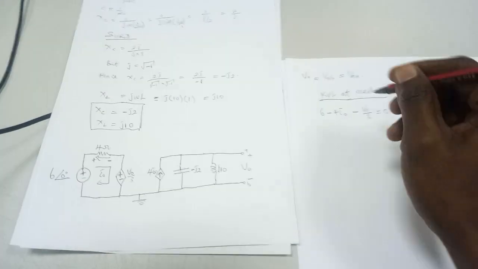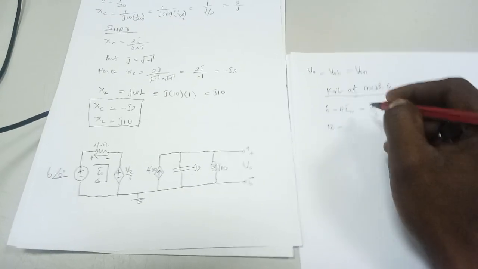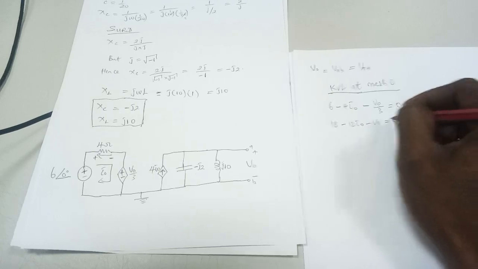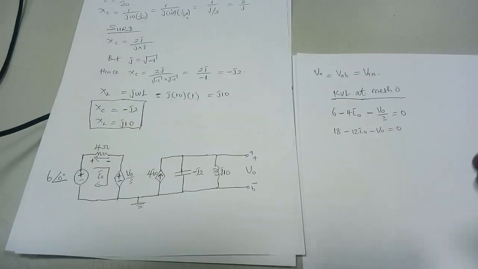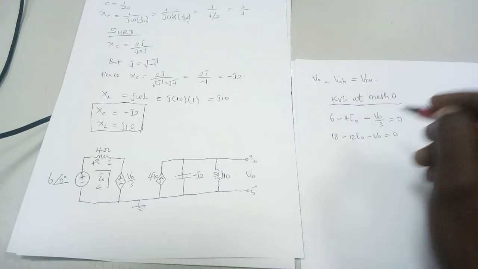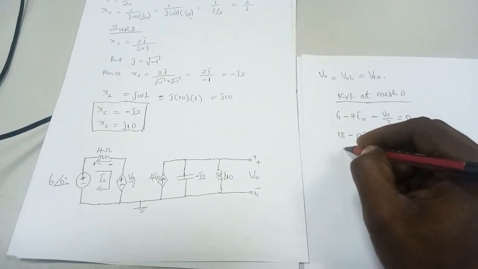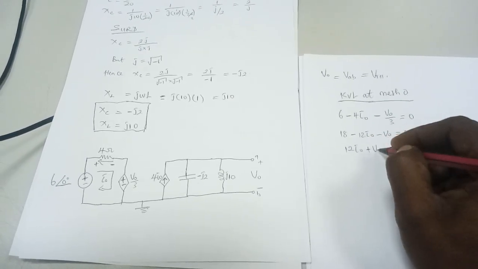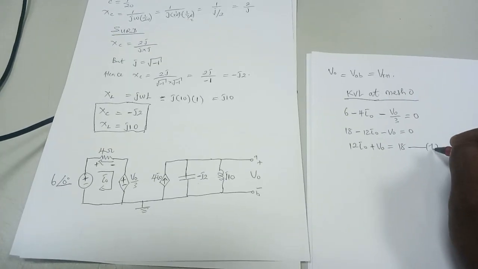So we are going to simplify this. Here you have 18 minus 12 I naught minus V naught equal to 0. So when you do this, you have 12 I naught plus V naught equal to 18. So this is our equation 1.